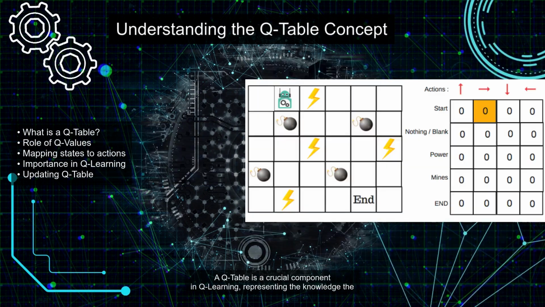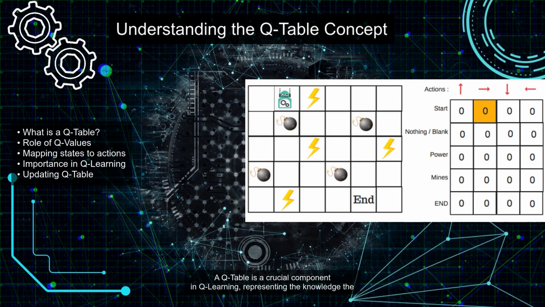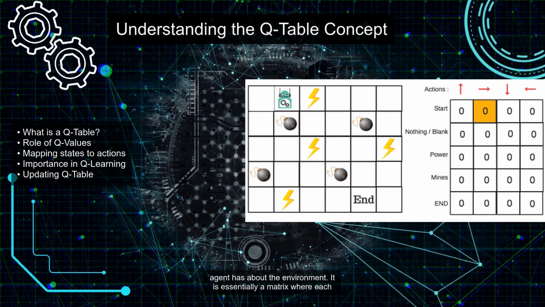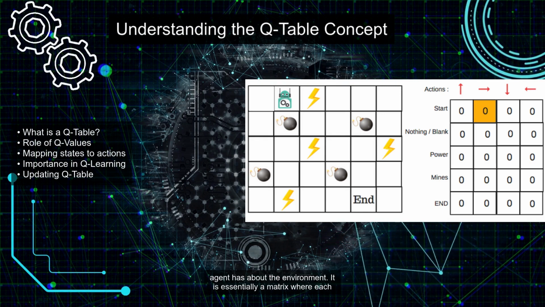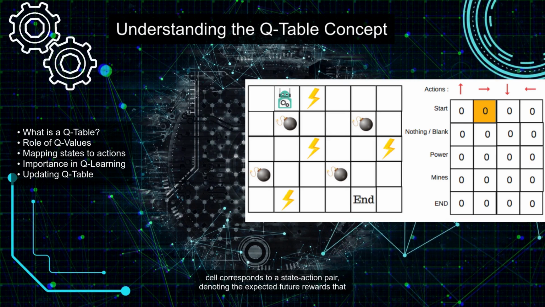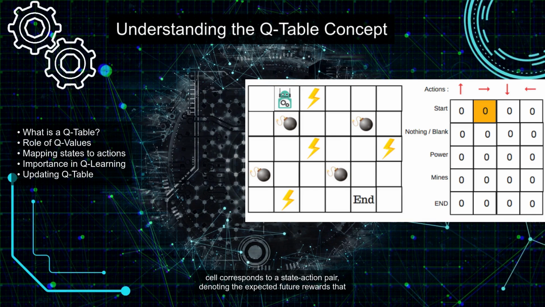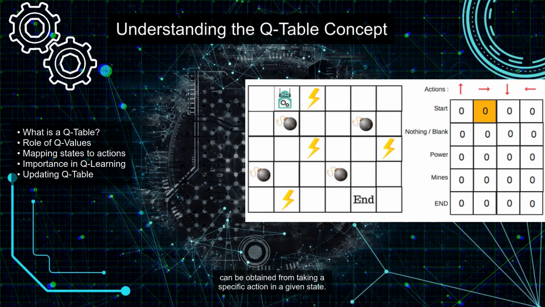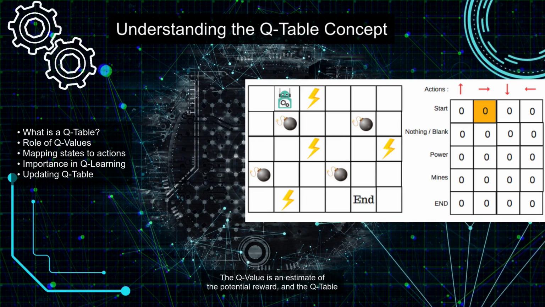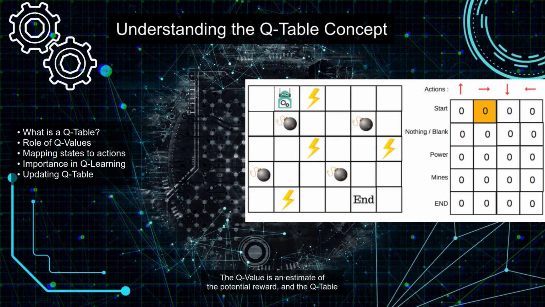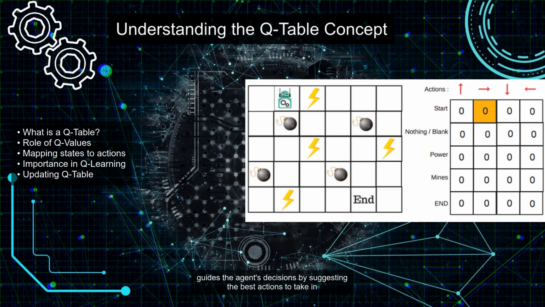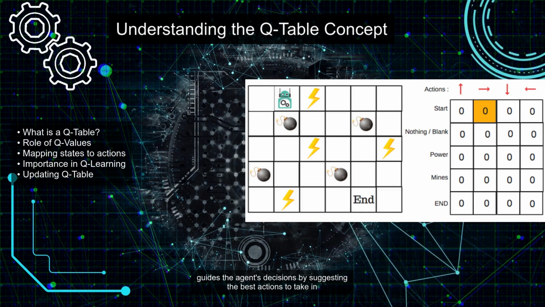In this section, we'll explore how RL differs from other types of learning and set the stage for diving deeper into Q learning. A Q table is a crucial component in Q learning, representing the knowledge the agent has about the environment. It is essentially a matrix where each cell corresponds to a state-action pair, denoting the expected future rewards that can be obtained from taking a specific action in a given state. The Q value is an estimate of the potential reward, and the Q table guides the agent's decisions by suggesting the best actions to take in various states.